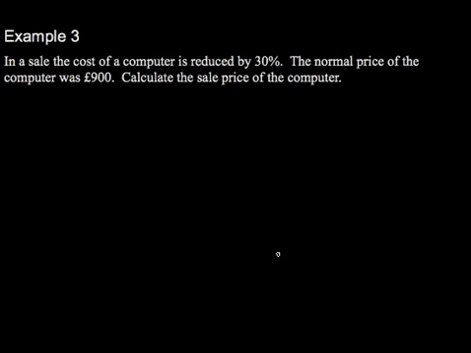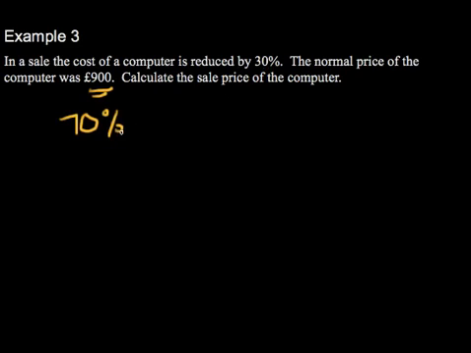Right, okay, and the final example. In a sale, the cost of a computer is reduced by 30%. If it's reduced by 30%, what percentage are you left with? Well, if you take 100% and then you take away 30% from that, you're left with 70%. So what it's really asking for is to find 70% of 900. If it's gone down by 30%, it's become 70%.